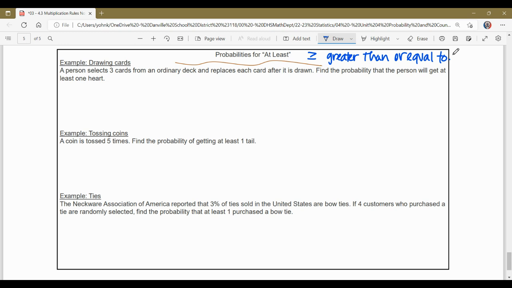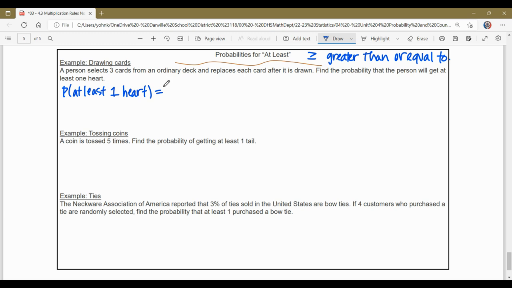So here's an example of that. A person selects 3 cards from an ordinary deck and replaces each card after it is drawn. Find the probability that the person will get at least 1 heart. Okay, so I want to find the probability of getting at least 1 heart. To do that, I would have to find the probability of getting 1 heart, plus the probability of getting 2 hearts, plus the probability of getting 3 hearts.